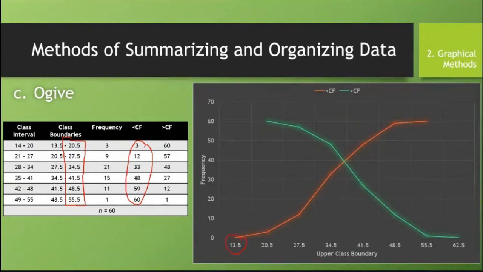If you check your class boundaries, this is the lowest class boundary, which can only also mean the upper class boundary of the previous interval. We will step backward, so we get 13.5 as the upper class boundary of the previous class interval. Then you have the next, 62.5, which is the upper class boundary when we move forward. So that's how we create the ogives.